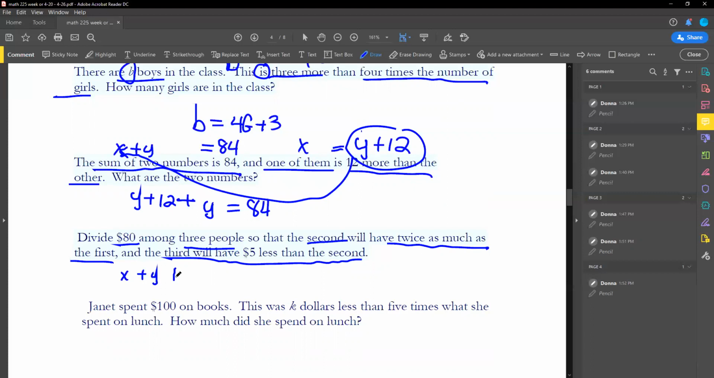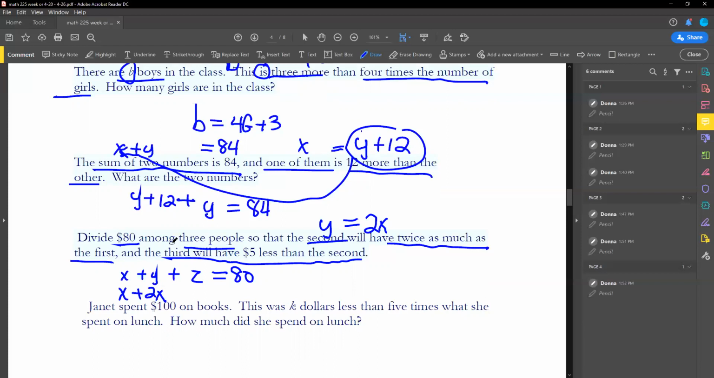X, Y, and Z, and I know that they have $80. All right, so here's the first, the second, the third. The second, which is Y, will have twice as much as the first, so twice the first would be X, so Y equals 2X. So I can plug that into there, right?